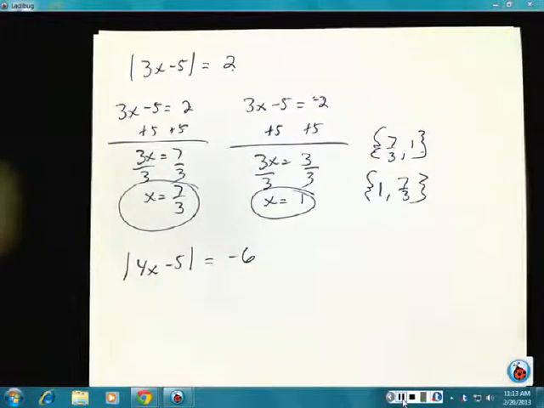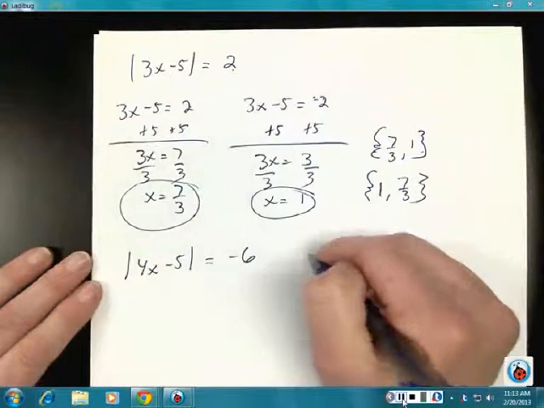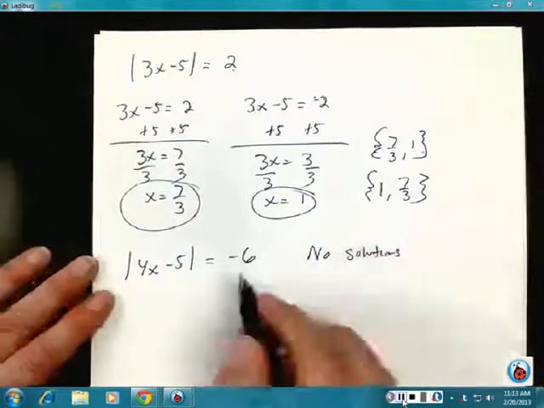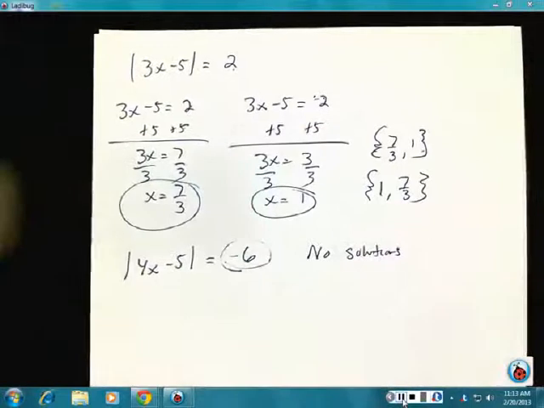There's only one solution. So it's not 1. It's going to have no solutions. No solution, how's that? Because it can never be negative. It can't equal a negative. Any absolute value always equals a positive, so it can't equal a negative.